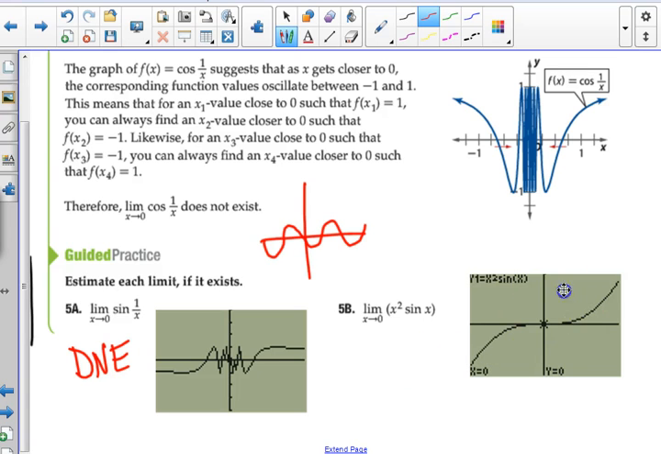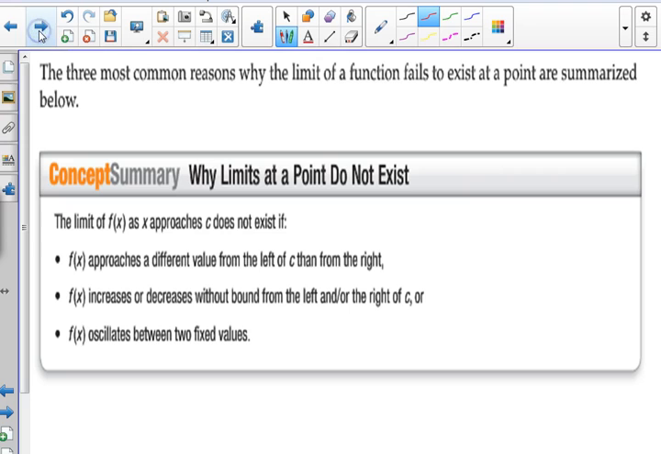Is this doing crazy business? Look at this picture. As I get close to 0, it looks like it's getting close to what? The y value is 0. As I get close from the right, 0. This one does have a limit. It's 0. Even at 0, it says it's 0. Okay? I just want you to know that just because it has a sine or a cosine in it doesn't mean the limit doesn't exist. We'll do some more.